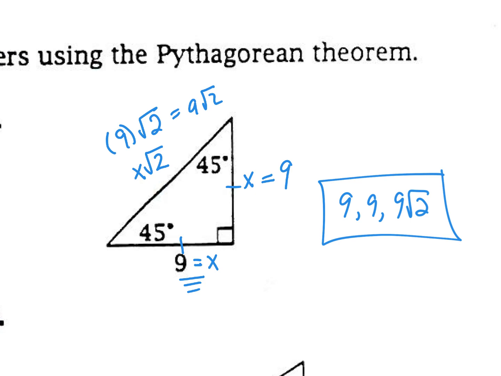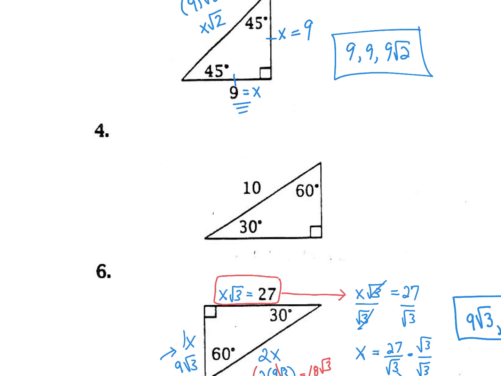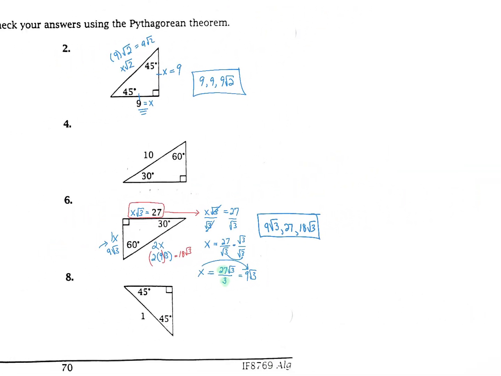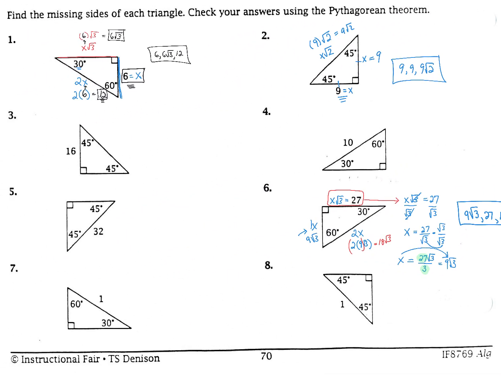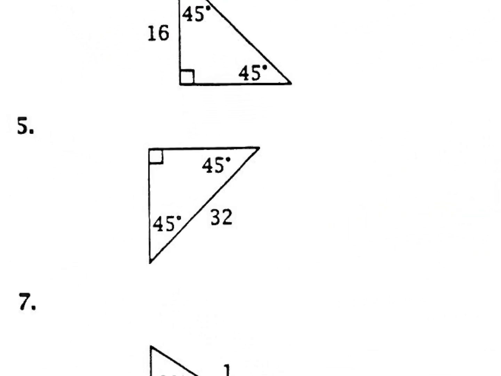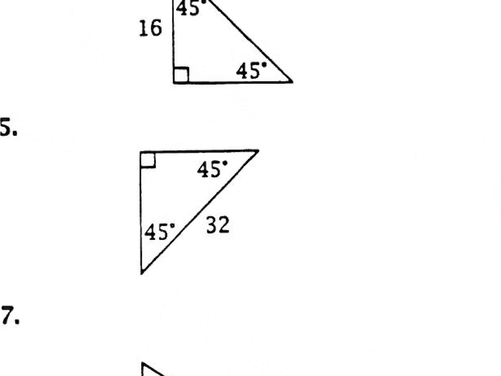I also wanted to do one of these where I gave you the hypotenuse, because that is the harder case. Oops, I'm on the wrong side of the paper here. So I thought it would be a good idea to do number 5 as well. So again, step 1, let's mark this triangle up. X, X. 32 is X square roots of 2.